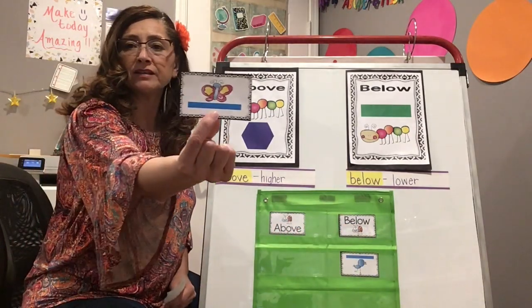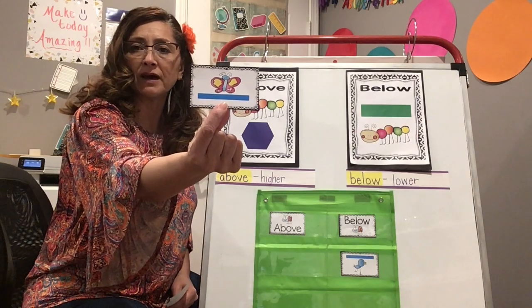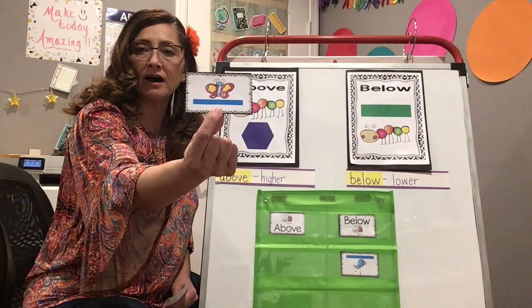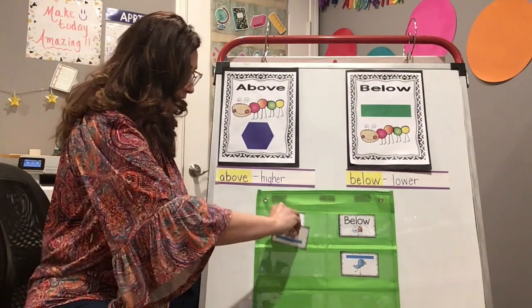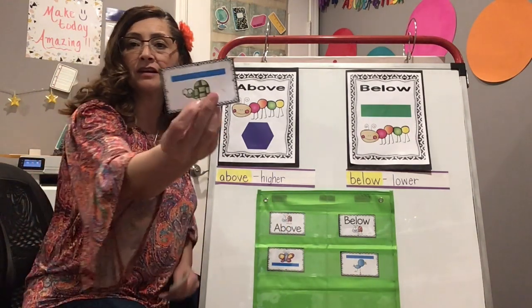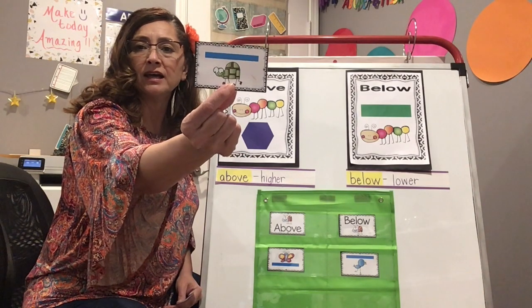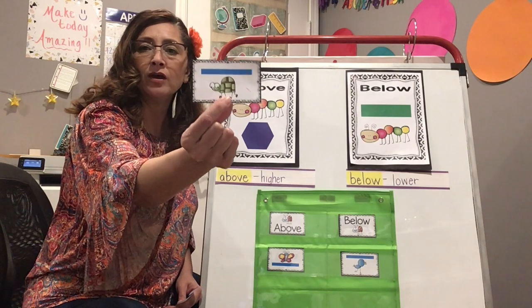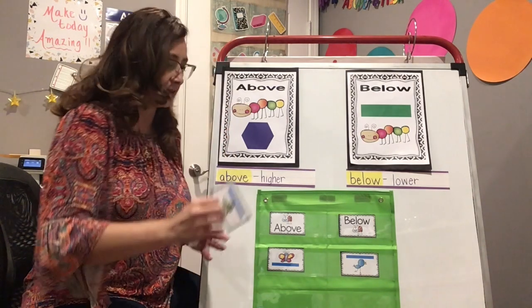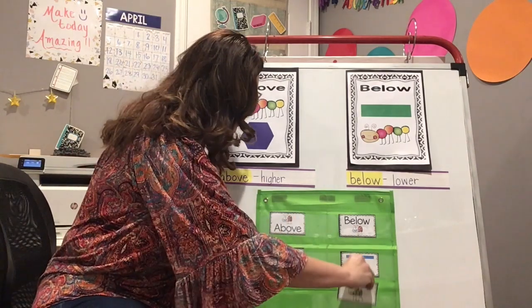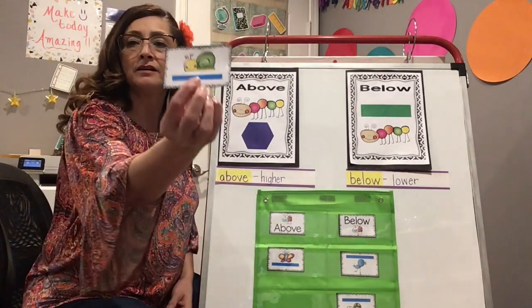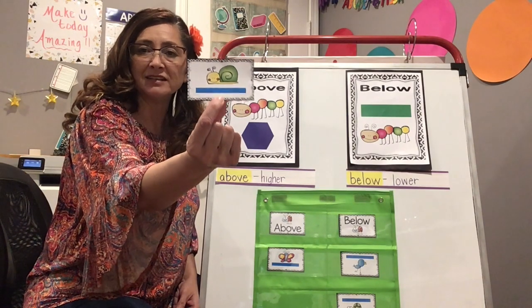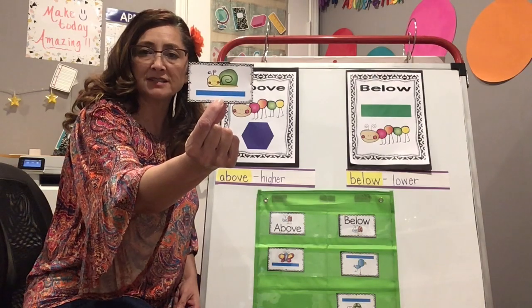Okay. How about this picture, boys and girls? Where is the butterfly? That's right. The butterfly is above the rectangle. Now let's take a look at another picture here. Boys and girls, where is the turtle? That's right. The turtle is below the rectangle. Now let's take a look at our last one here. Boys and girls, where is the snail? That's right. The snail is above the rectangle.